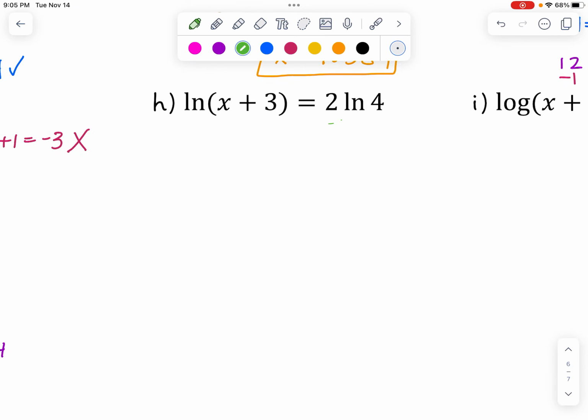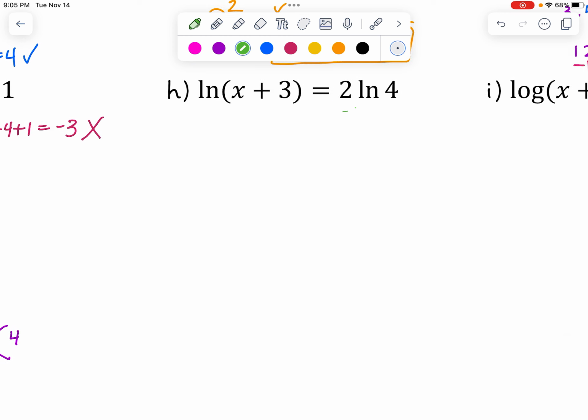All right, in question H, I have ln of x plus 3 equals 2 ln of 4. Now, in this problem, I have logs on both sides of the equal sign. So I would really like to drop the logs, but I cannot drop them yet, since one of the logs has a number in front of it because of this 2.